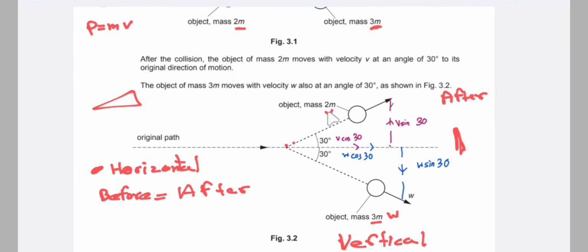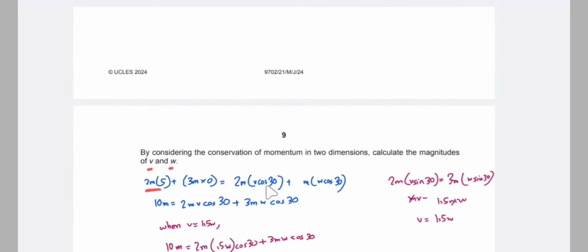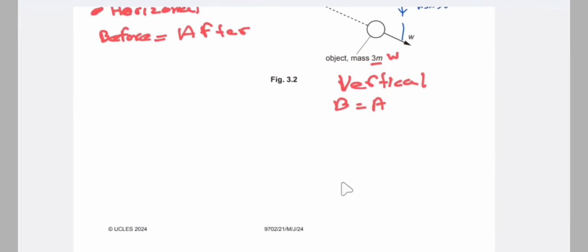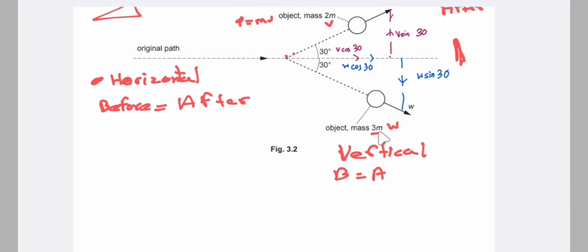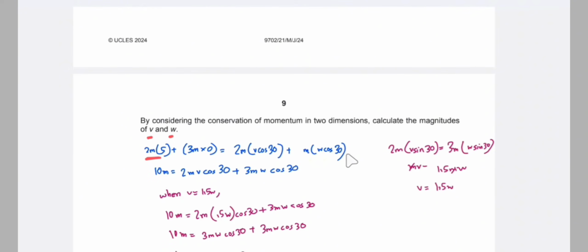So momentum is equal to mass into velocity. So 2m into v cos 30 plus 3m into w cos 30, and this is not m, this is 3m into w cos 30. So this is for before is equal to after for horizontal direction. And since we need to consider the two dimensions, horizontal and vertical.